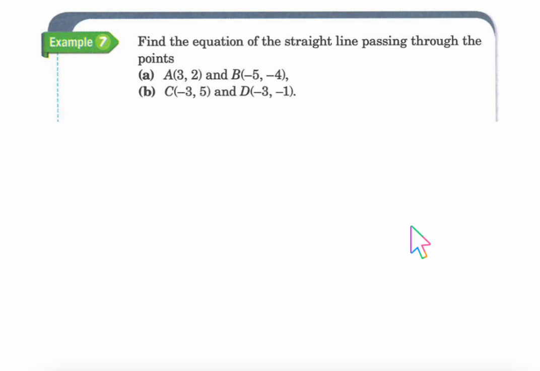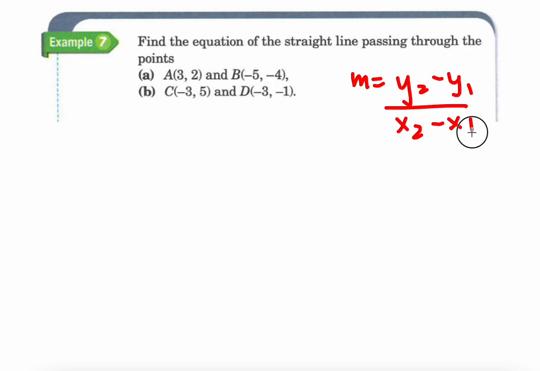Now go ahead and try example 7. Here you need to find the equation of the straight line. However, they're not giving you the slope. They're giving you 2 points, but not the slope. But you know how to find the slope. We've talked about this before. You can use the slope formula, which is y2 minus y1 over x2 minus x1. So go ahead and pause the video and try it on your own first.